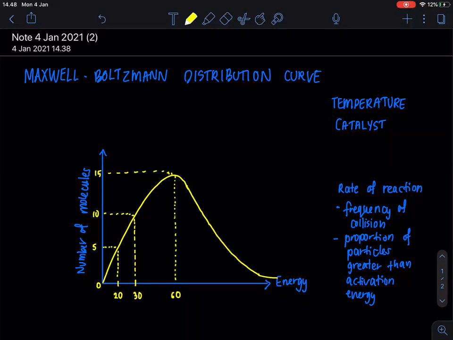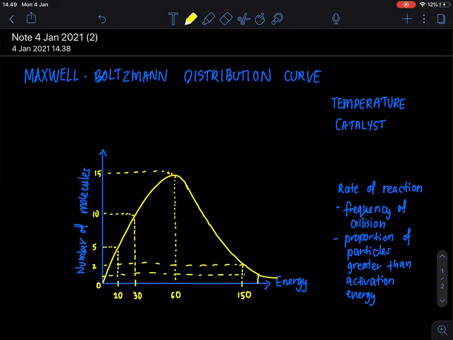And as we move to higher energy, the number of particles or molecules having higher energy will be less. For example, if we reach over here, maybe this one is 150, and you can see the number of particles is going to be less than 5. So maybe I'll put 2, and higher than that will be maybe 1, and so on.